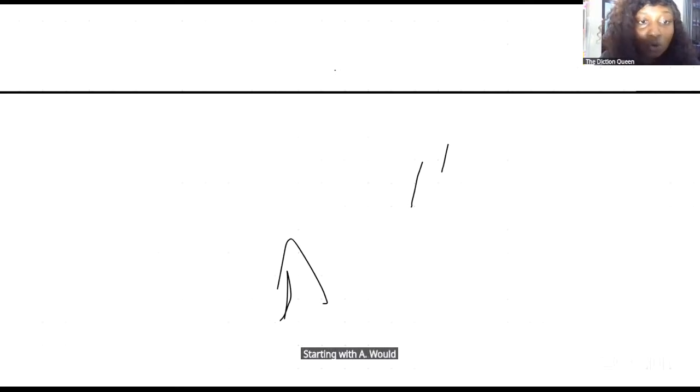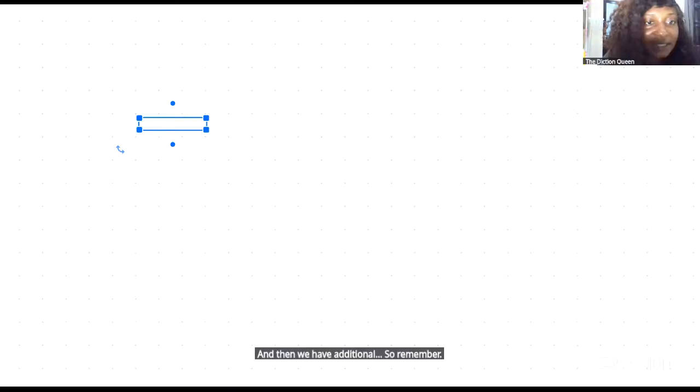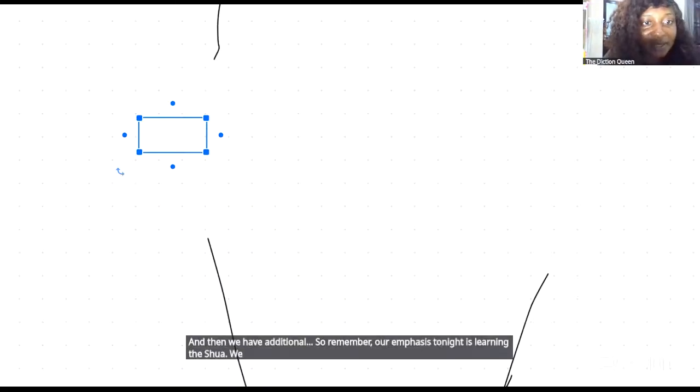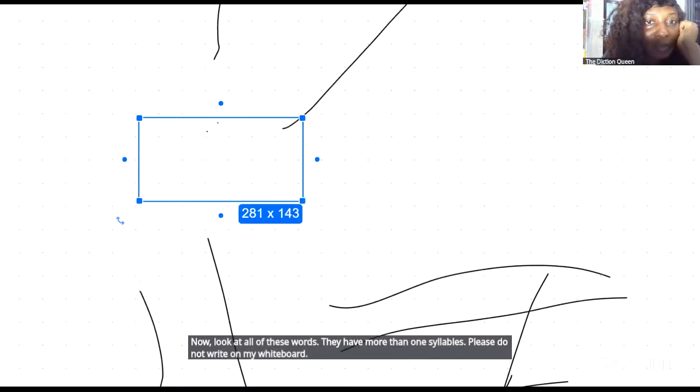Note that not all words starting with A have the schwa. Some do not. Now let's take the words again. The first word, appointment. The next word, adjacent. And then we have additional. Remember, our emphasis tonight is learning the schwa. We started this lesson yesterday. Now look at all of these words. They have more than one syllable. Please do not write on my whiteboard.